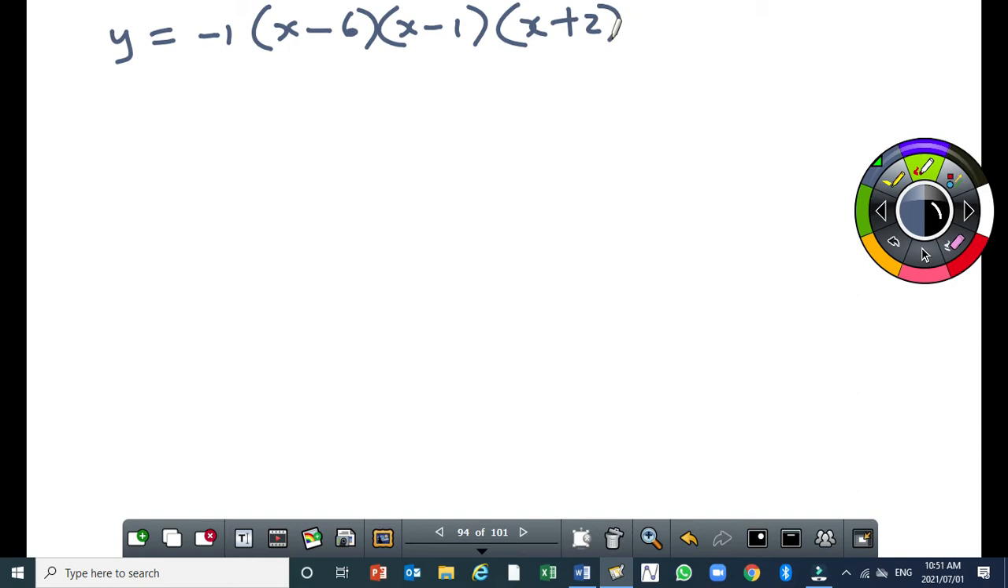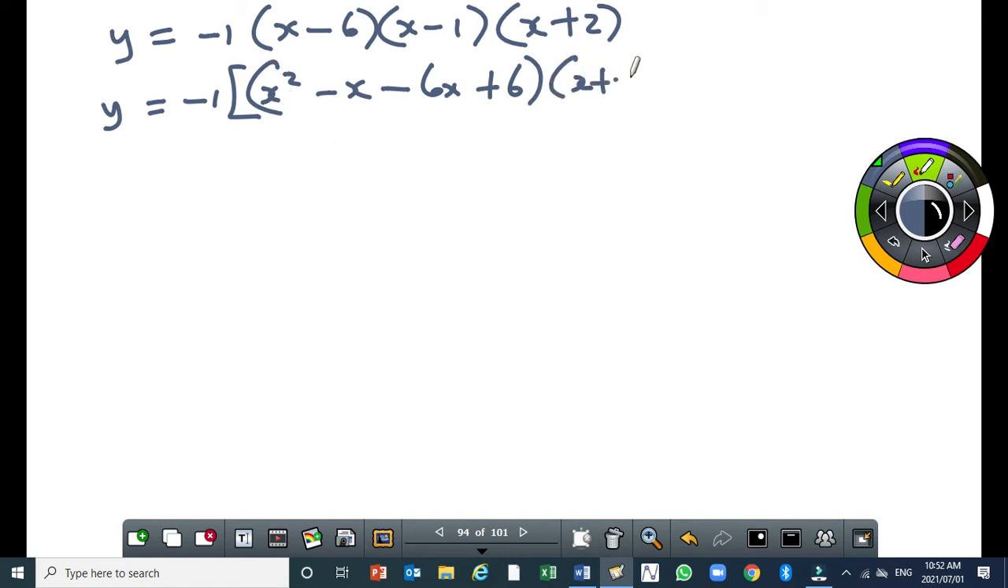So this becomes y equal to, let me multiply the first two brackets first. Forget about the minus 1 for now. I'll put this inside a square bracket. x times x gives me x squared. x times minus 1 is minus x. Minus 6 times x gives me minus 6x. Minus 6 times minus 1 is plus 6. Then I'll multiply whatever results by x plus 2.